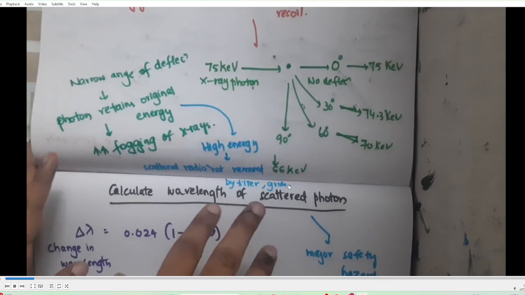This means scattered radiation that arises in the patient during a fluoroscopic examination is almost as energetic as the primary beam. It creates a real safety hazard for fluoroscopists and other personnel who must be in exposure rooms.